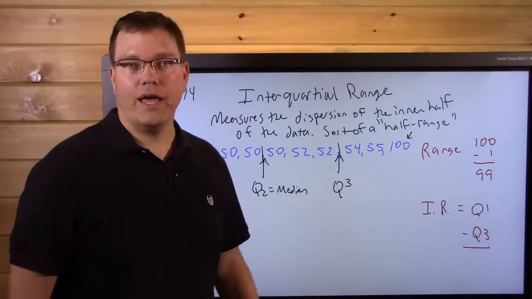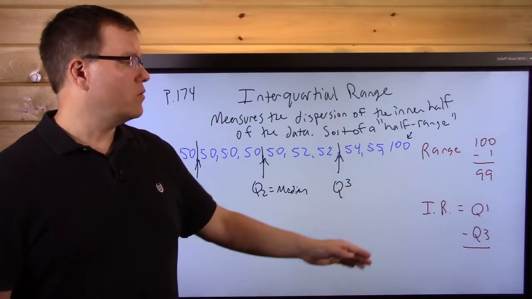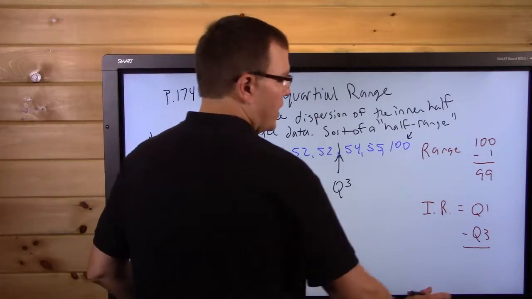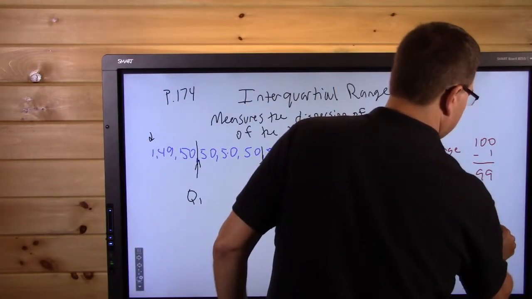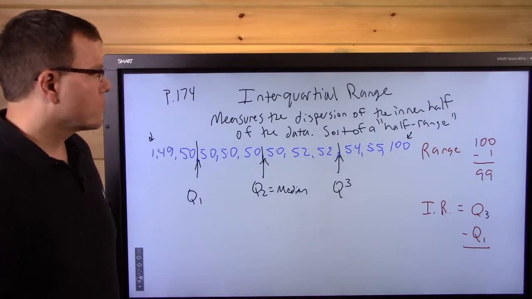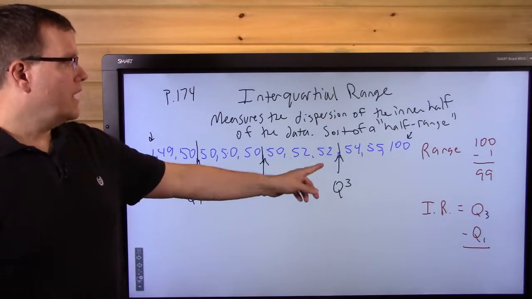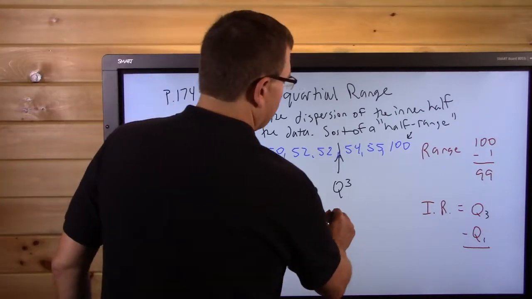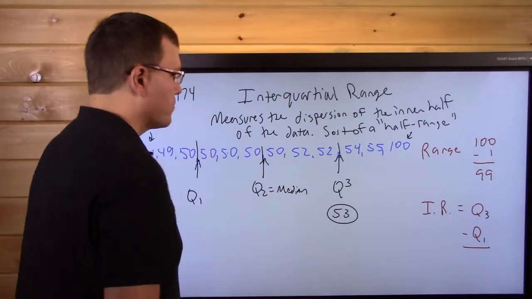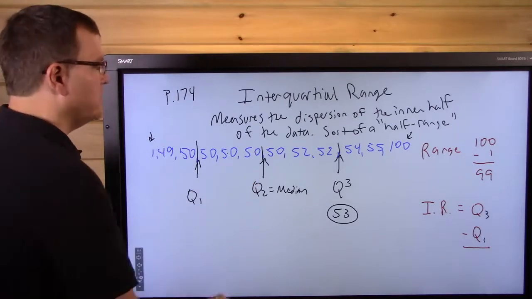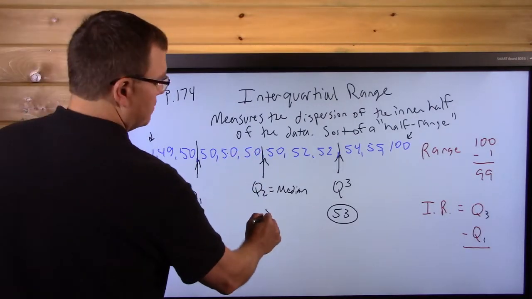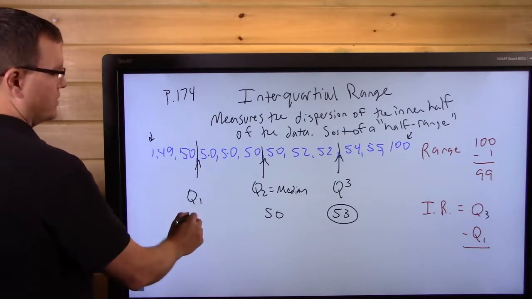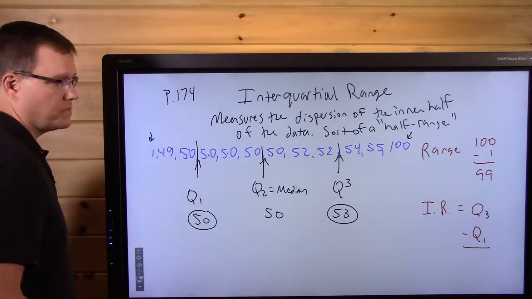The interquartile range is simply the distance from quartile 1 to quartile 3. So actually, in this case, we're going to subtract them the other way. We're going to go Q3 minus Q1 because Q3 is bigger. So Q3 is the average between 52 and 54. So Q3 is 53. The median is going to be the average between 50 and 50, so the median is 50. Quartile 1 is also between 50 and 50, so quartile 1 is 50.